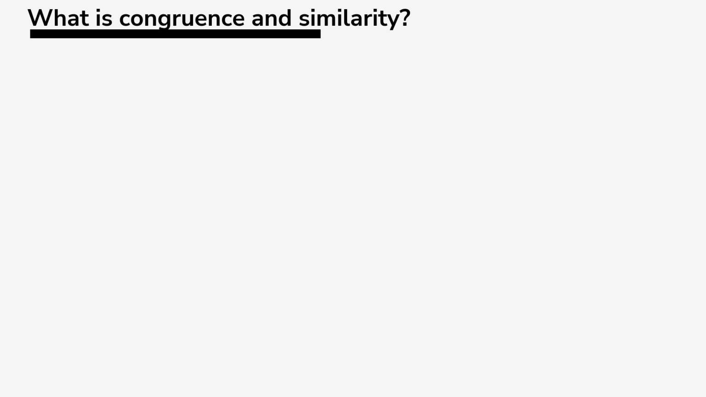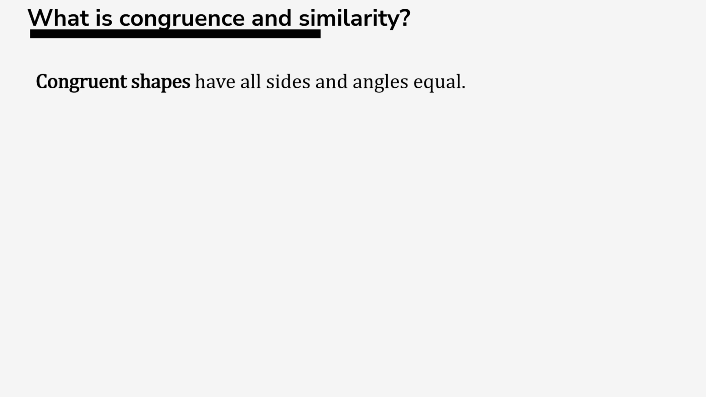In this tutorial, we'll focus on what congruence and similarity are. Congruence and similarity are mathematical terms used to describe how two or more shapes are related to each other. So let's take an example of the congruent shape first. Congruent shapes have all the sides and angles equal, okay? And the corresponding sides and angles will also be equal.